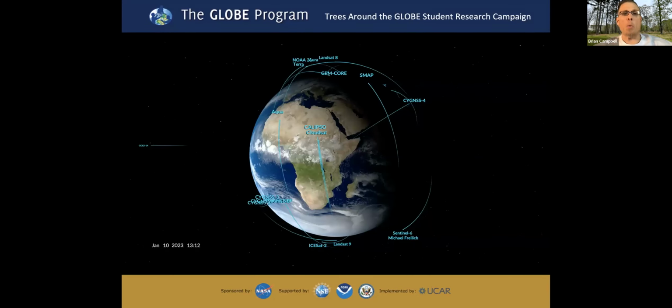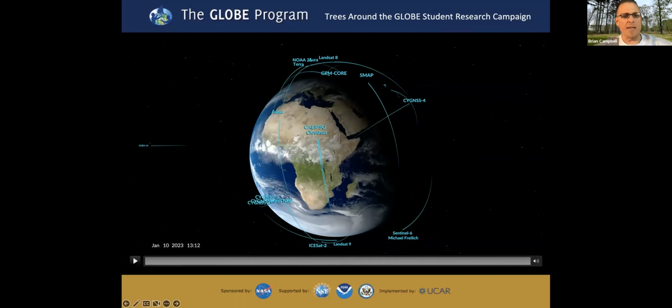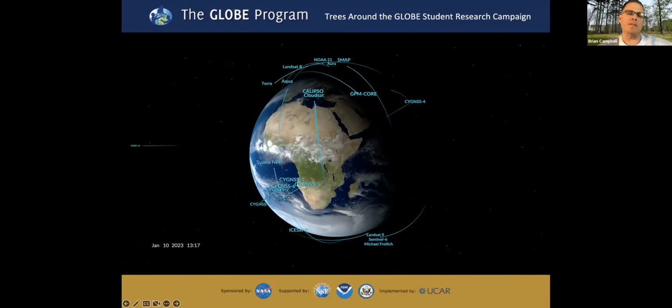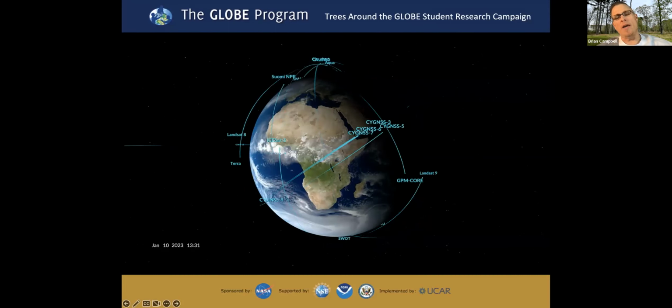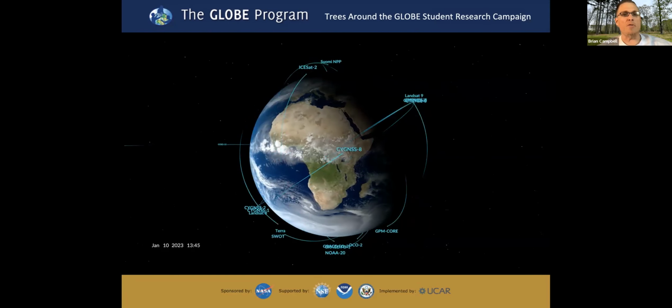So, all right, before we get into the presentation, I just want to show you this. This is NASA's Earth Observing Fleet, and this is as of late January of 2023.